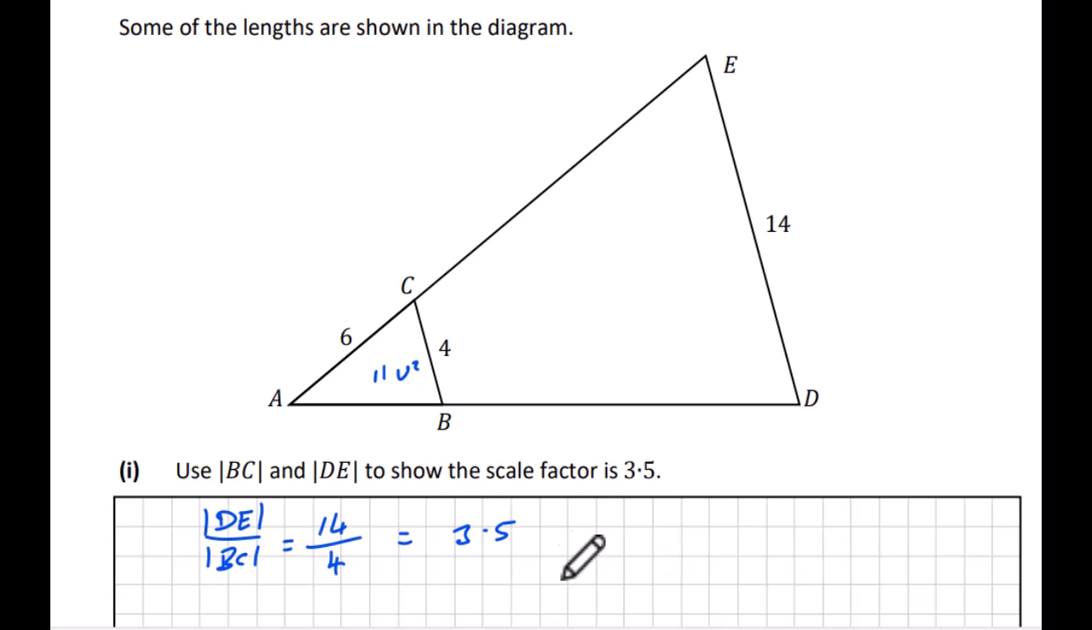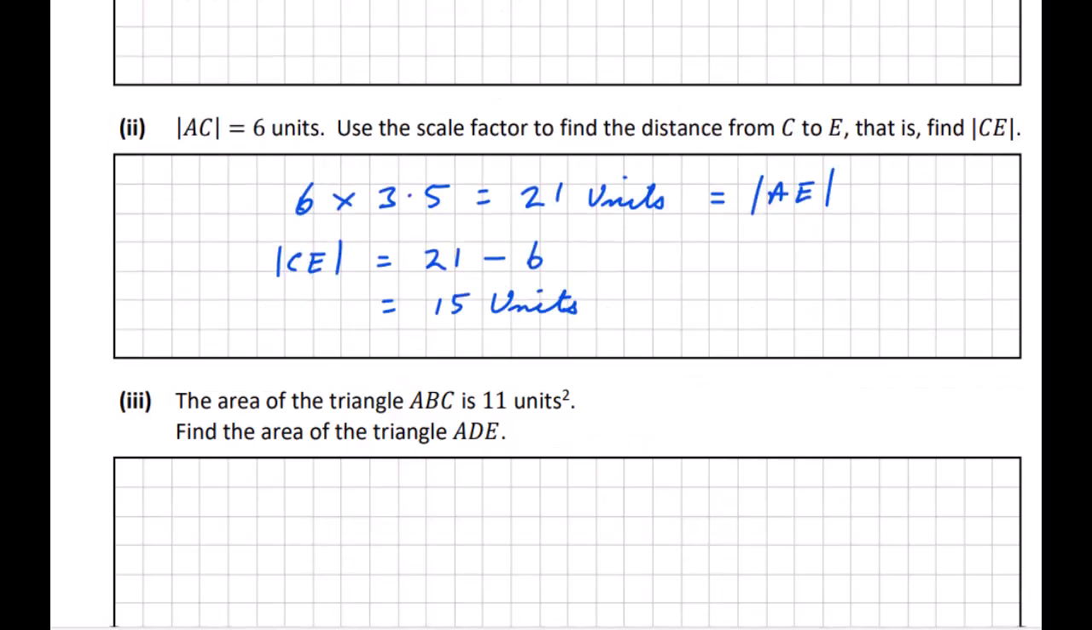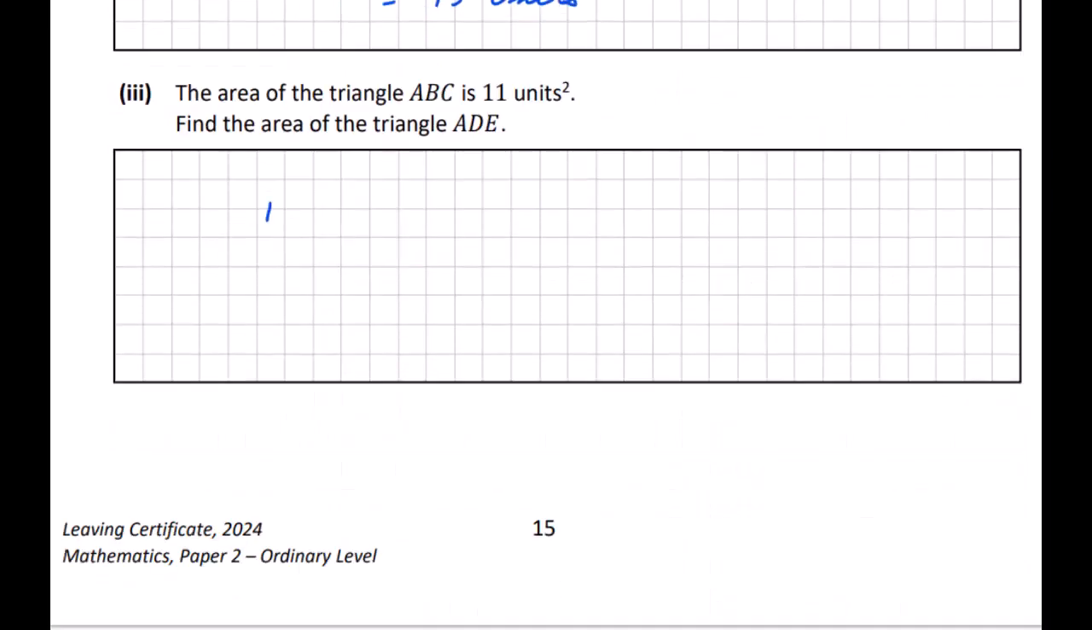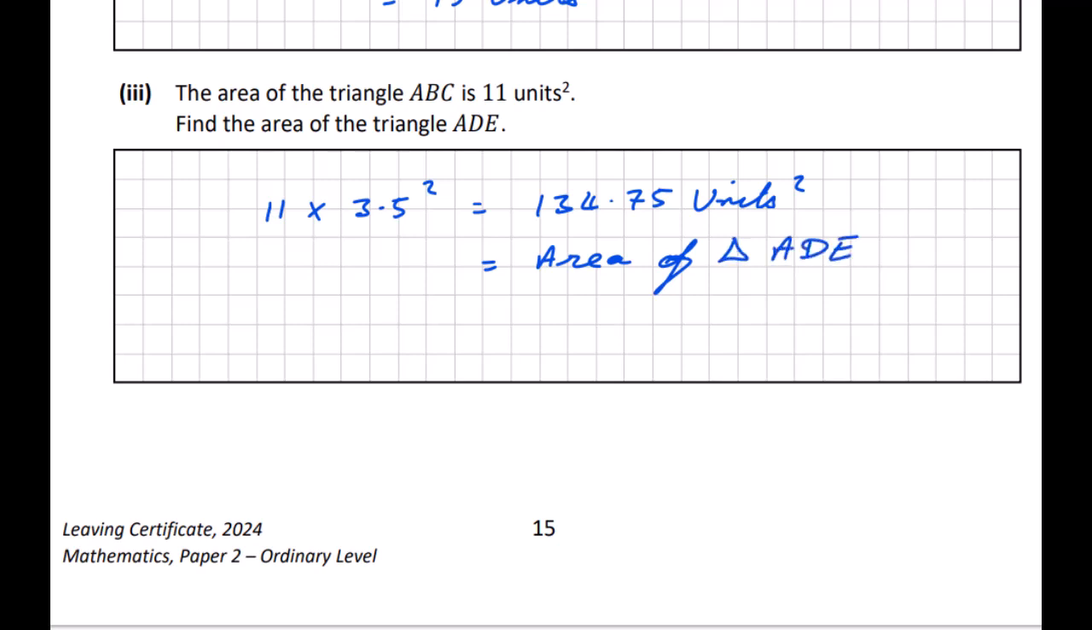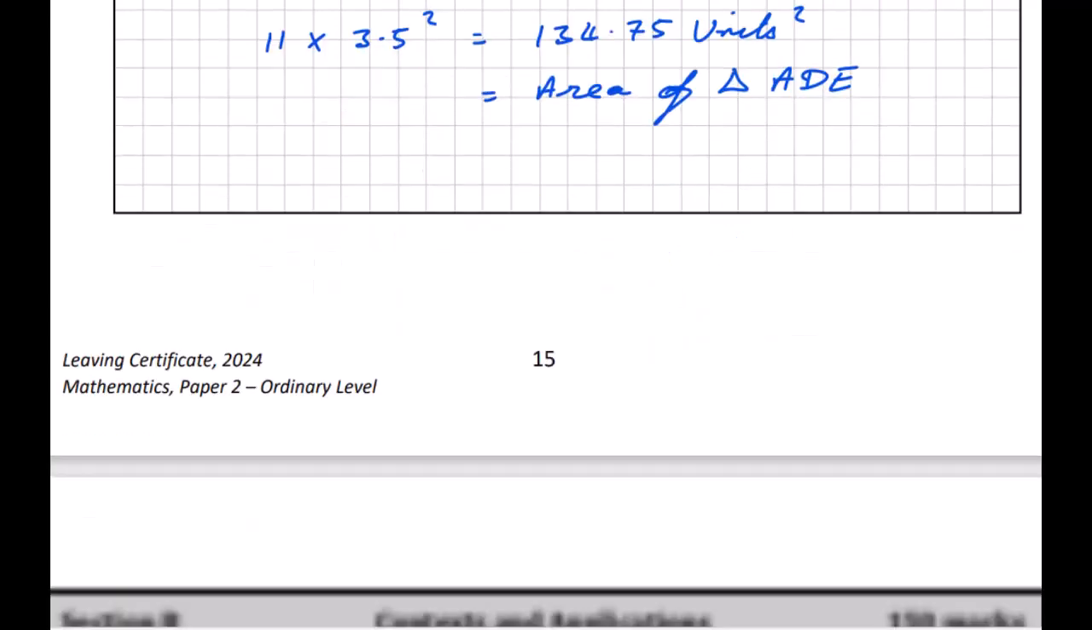But in terms of area, if you want to find the area of the triangle ADE, the image triangle, you've got to multiply 11 by 3.5 squared. So what we've got to do is take 11 and multiply it by 3.5 squared. If you do that, you'll get 134.75 units squared, and that's equal to the area of triangle ADE. Okay, so that's it for this question. Okay, so let's move on to the next question.